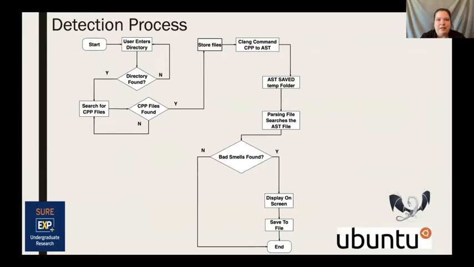This is important because I'll be saying the phrase bad smell quite a bit, and you might not even know what that means. So a bad smell or a code smell is an area in the program that causes major performance issues. I will be presenting on a detection process that was used to detect the bottlenecks.